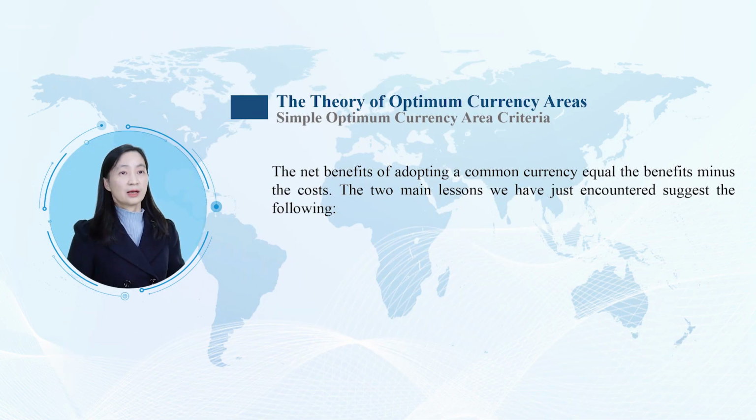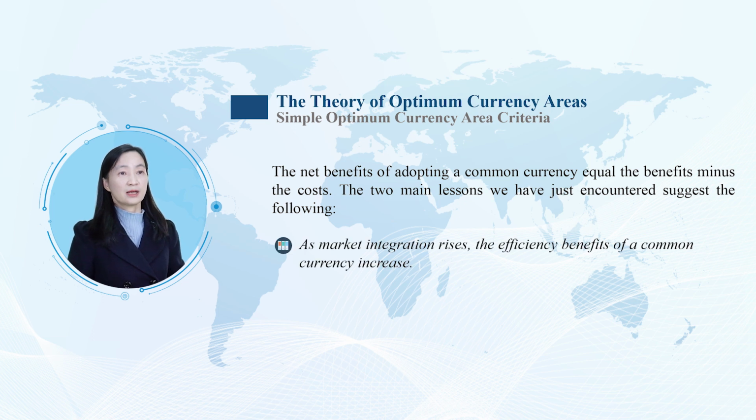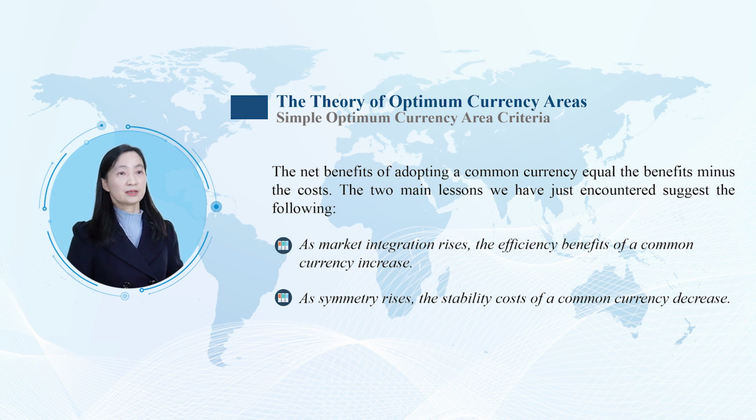Second, simple optimal currency area criteria. We are now in a position to set out a theory of an OCA by considering the benefits of adopting a common currency. The net benefits equal the benefits minus the costs. The two main lessons we have just encountered suggest the following. As market integration rises, the efficiency benefits of a common currency increase. As symmetry rises, the stability cost of a common currency decreases.